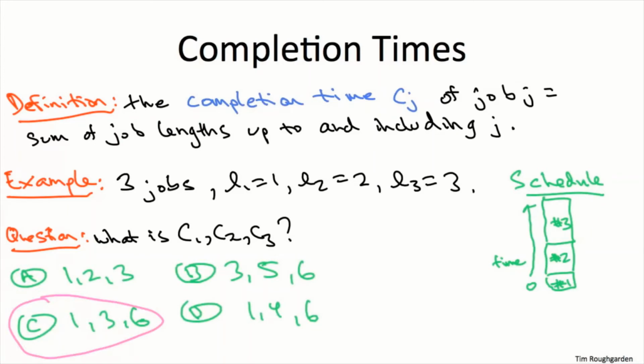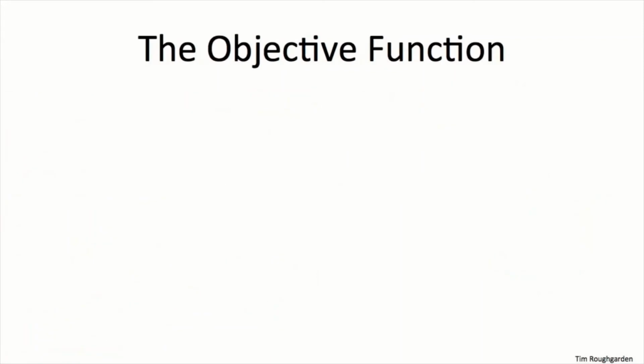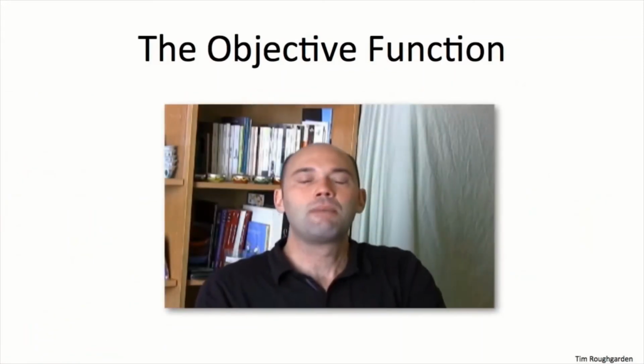The first job gets scheduled first, so it's very happy, and it just takes 1 unit of time to complete, so its completion time is 1. The second job, well, it has to wait for the first job to complete, so 1 unit of time elapses, and then it itself has to complete, so that's 2 more units, so that gives it a completion time of 3. For the third job, it has to wait for the first 2 to complete, so that adds 3 to the clock, and then plus it takes 3 units of time for a total of 6. So that's the definition of job completion times.